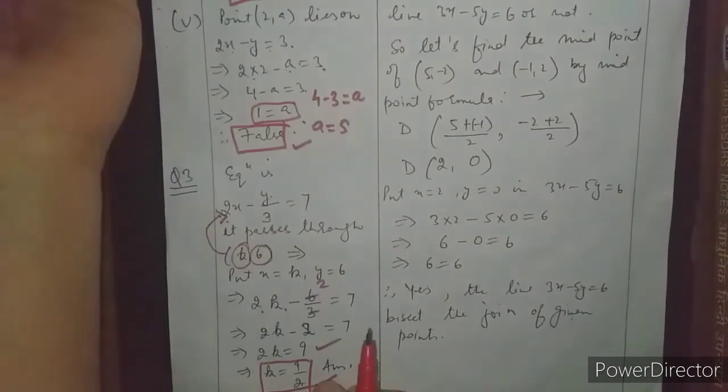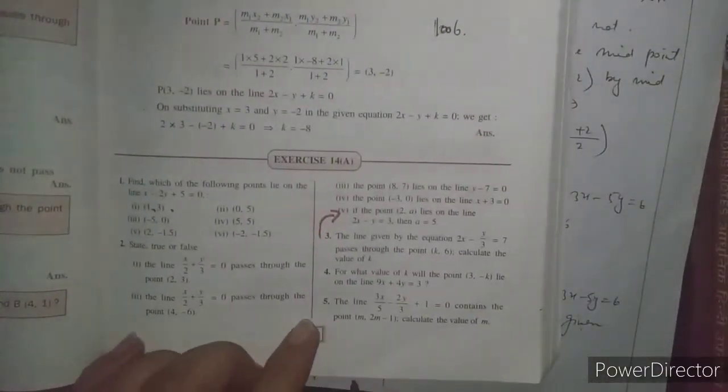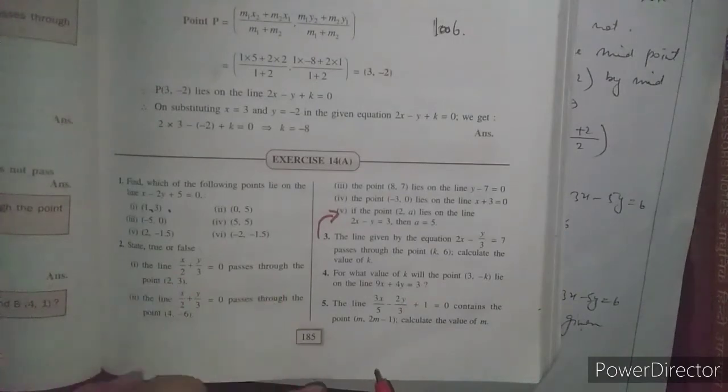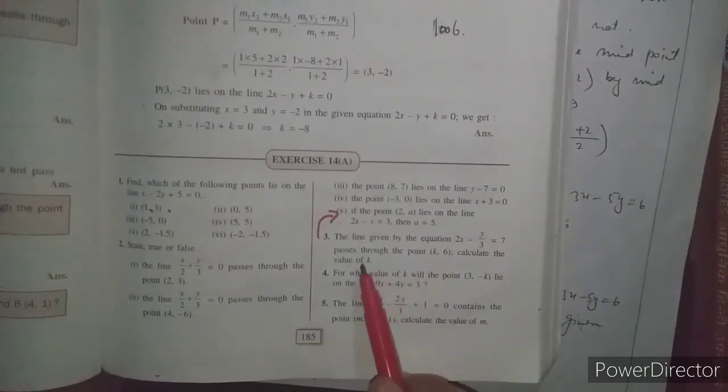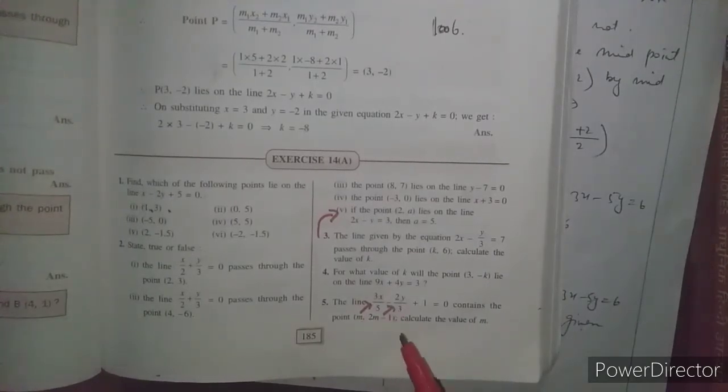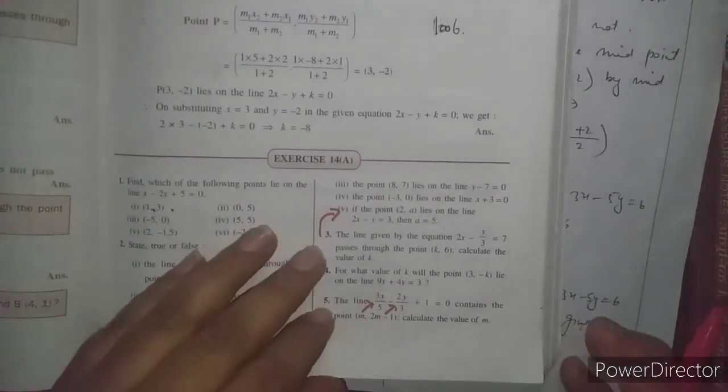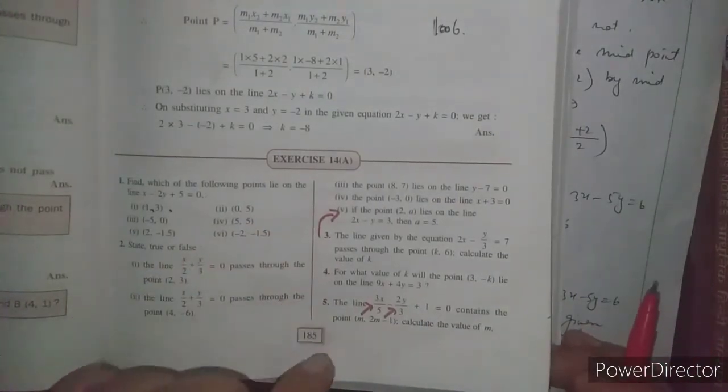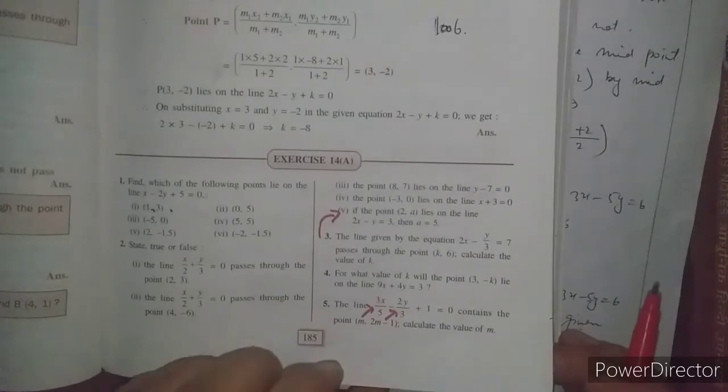Now let me talk about question number 4 and 5. Question number 4 and 5 are simple copies of question number 3 only, which you can do. For what value of k will the point (3, minus k) lie on the line? For what value of k means exactly the question is like question number 3 only. Question number 5 says the line contains this point, calculate the value of m. The line contains this point means simply put x equal to m and y equal to this, we will get the value of m, right? So question number 4 and 5 are simple copies of question number 3 only.